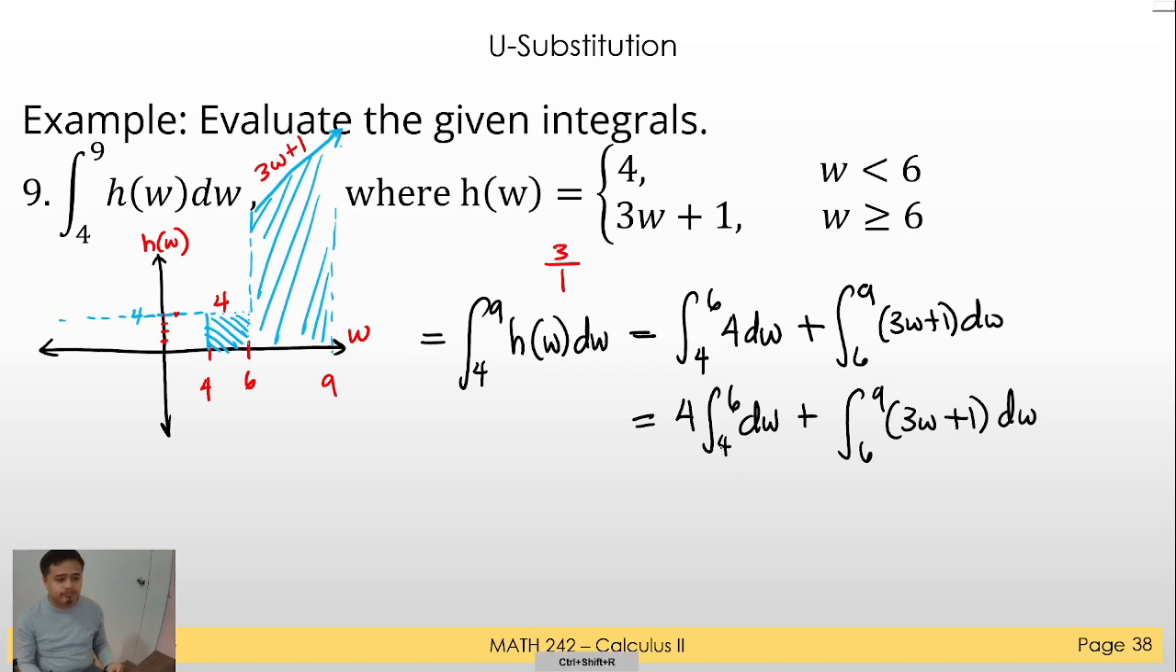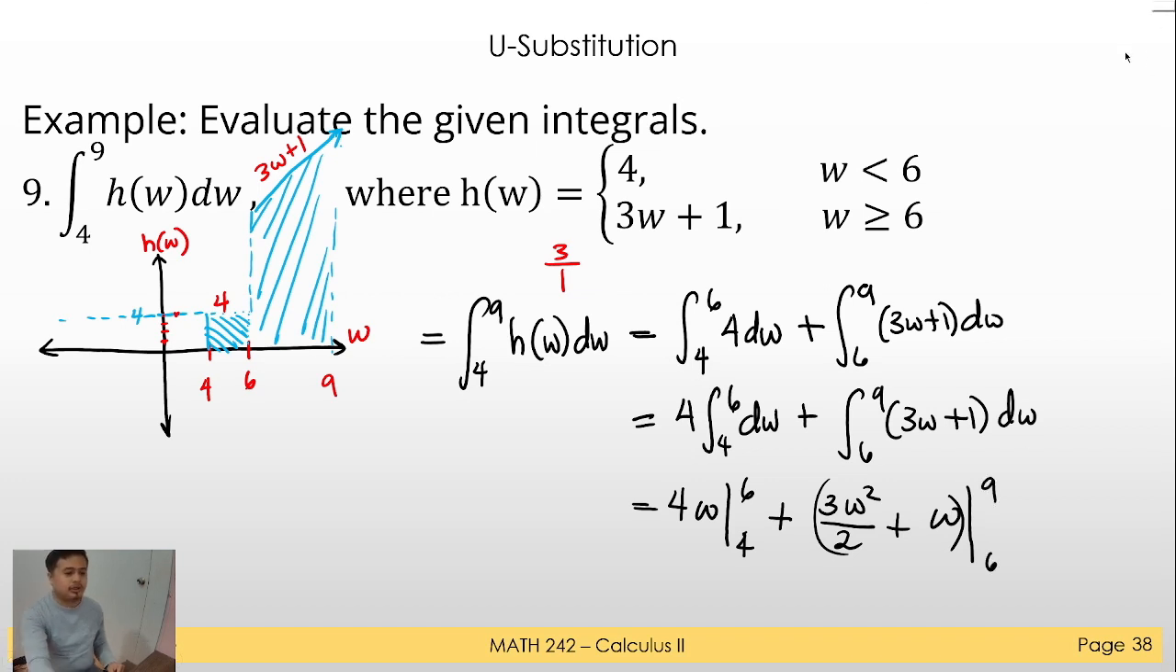So the integral of dW is just W. So we have 4W evaluated from 4 to 6. And then plus, what is the integral of this? We have W squared over 2, so we have 3W squared over 2. And then plus the integral of 1 dW, which is W. And this should be evaluated from 6 to 9. Okay, so let's write this again in another slide.